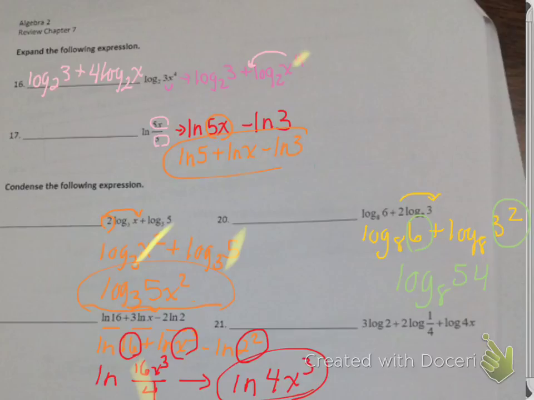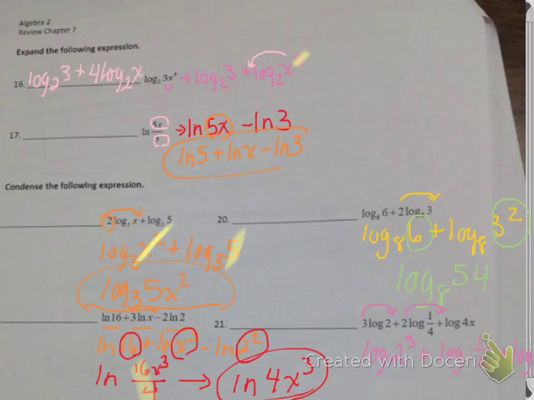Okay, now the final one. Take care of the exponents first. So 3 would be 2 to the 3rd power. 1/4 to the 2nd power. Log base 2, or log of 2 to the 3rd power plus log of 1/4 to the 2nd power, which is 1/16, plus log of 4x, and I'm running out of room.